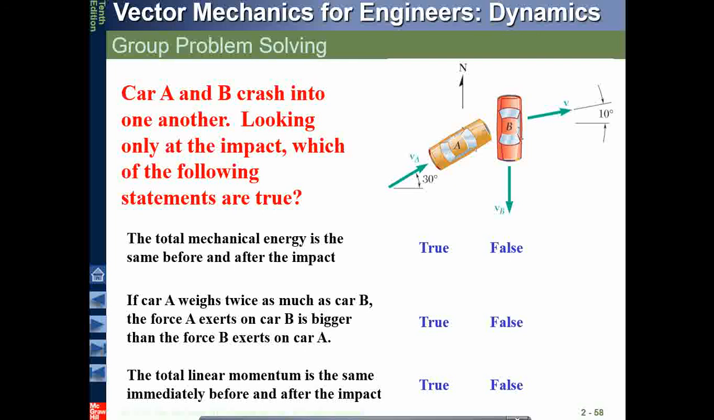Okay, one conceptual question came here. Car A and B crash into one another. Looking only at the impact, which of the following statements are true? So this is car A and this is B, crashing into each other, with a velocity of v1 for A. B has a velocity of vb, and after this the overall velocity is v.